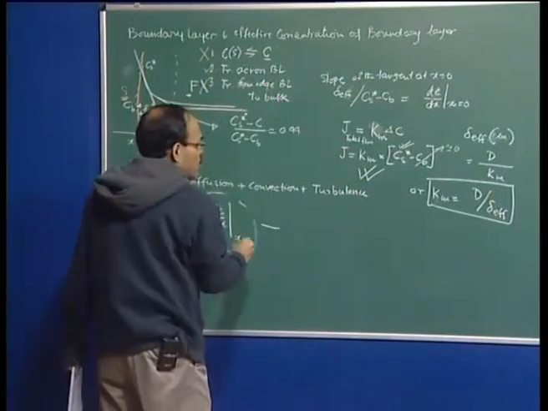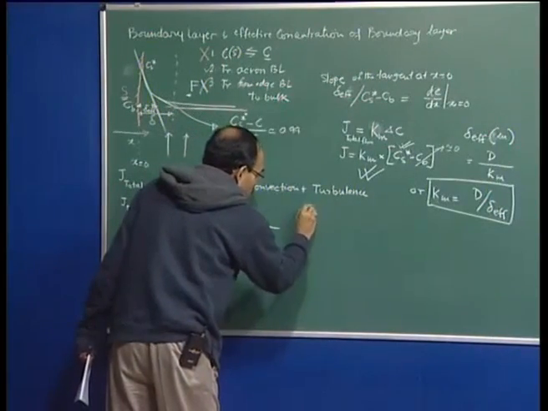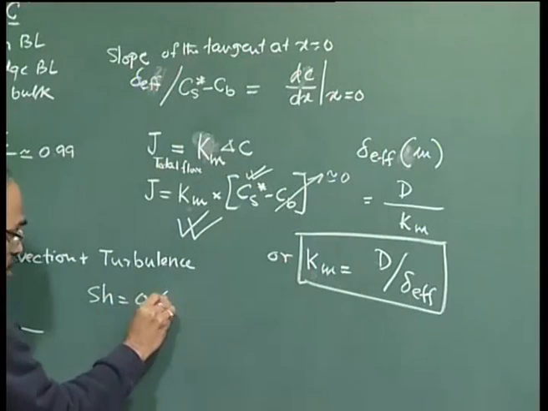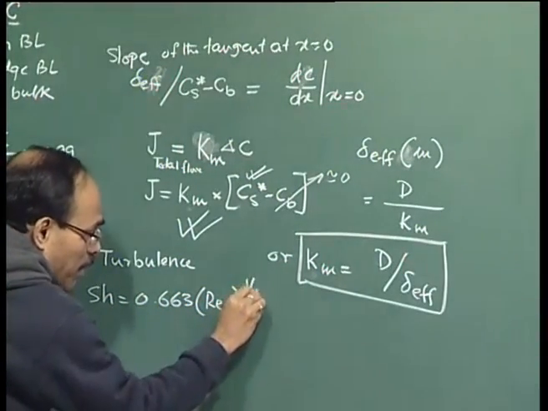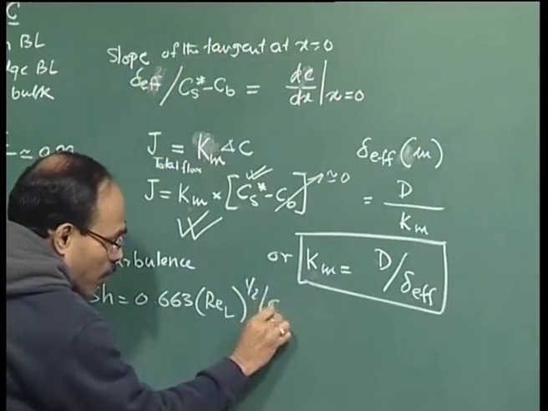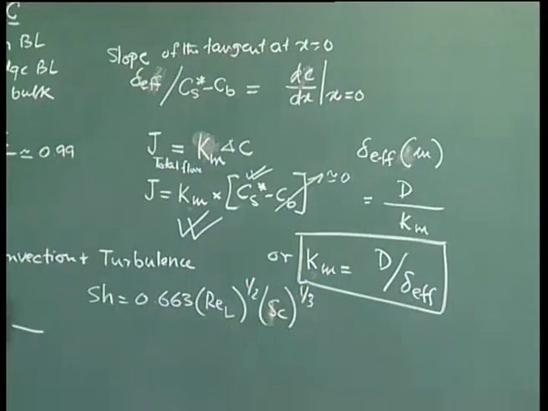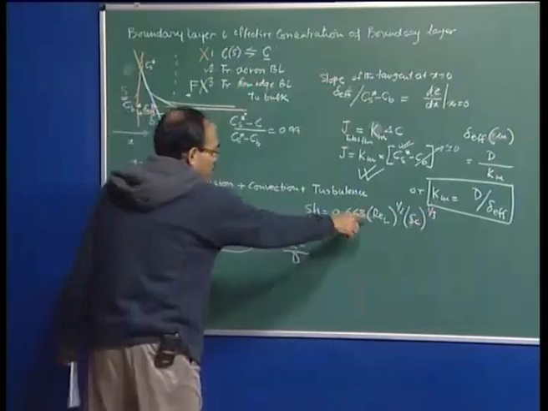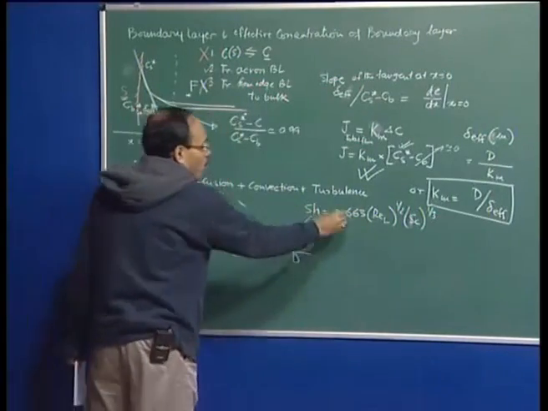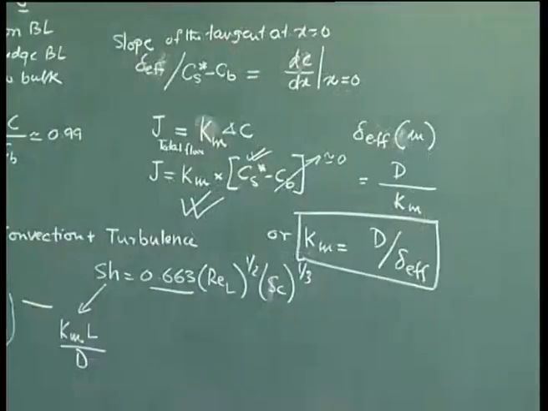If you consider the geometry to be a flat plate, in that case we can say that Sherwood number is equal to 0.663 into Reynolds number raised to the power half and Prandtl Schmidt number raised to the power 1/3. This can be used to calculate the mass transport coefficient, because Sherwood number is nothing but Km L over D. So, having given the velocity, I should be able to calculate the Sherwood number from this flat plate correlation, flow past a flat plate, and use this correlation to determine Km.